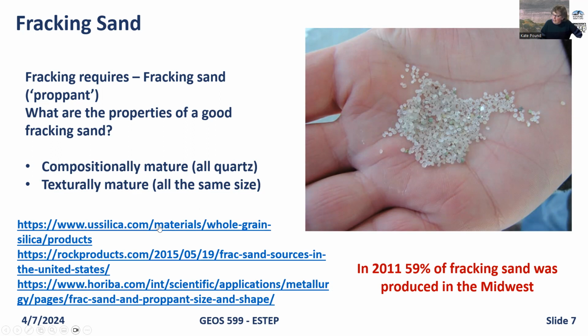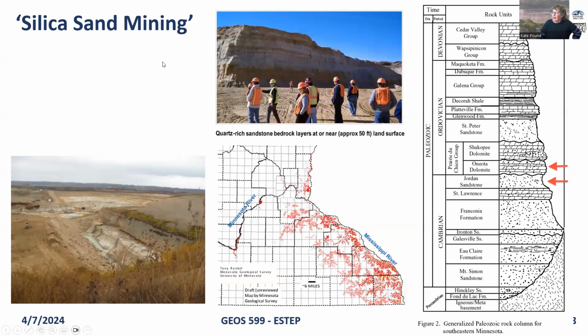Here, there are a series of mostly industry provided links on fracking sand. It's worth taking a look at them. Now, this does go back a ways to 2011, but I don't think the percentage has changed that much. The percentage of globally available natural fracking sand, 59% of it was produced in the Midwest. So where does it come from? Okay, so it comes from one particular sedimentary unit, the Jordan sandstone.